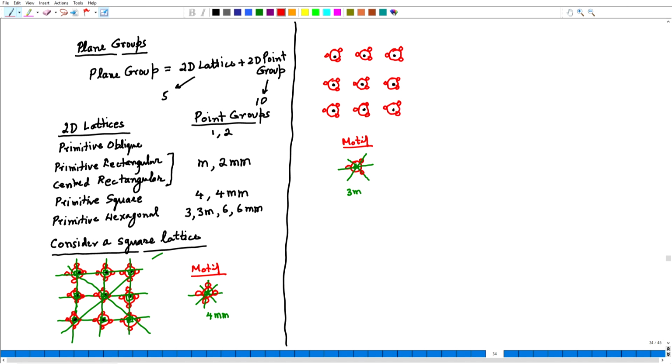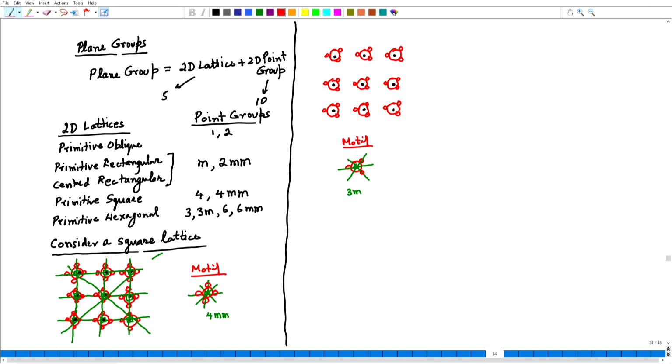Okay, so I have put this motif at each lattice point. Now, let us see, is there a fourfold rotational symmetry present there? If you look at it carefully, you will find that this pattern no longer has a fourfold. Now, let us see whether it has a threefold. After all, we started with the motif with a threefold. If you look at it carefully, even the threefold is not there.